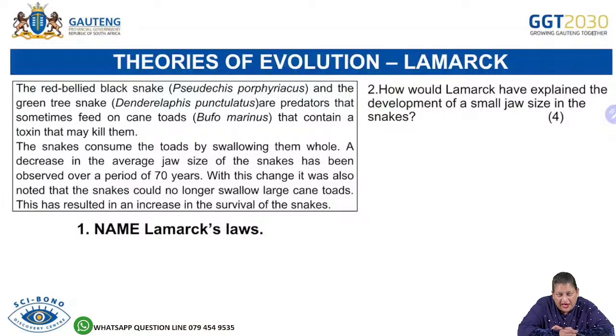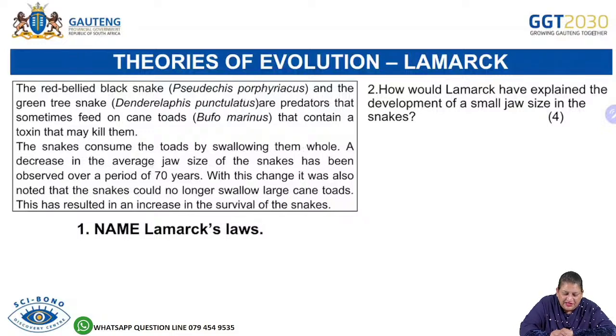Now, what is a cane toad? Cane is like a sugar cane, and a toad is a frog. Okay? So these snakes feed on frogs. So frogs are the prey, and the snakes are the predators. That's what you need to understand. The snakes consume. What is the meaning of consume? They eat. The snakes consume the toads by swallowing them whole. So they don't chew. They just simply swallow them.